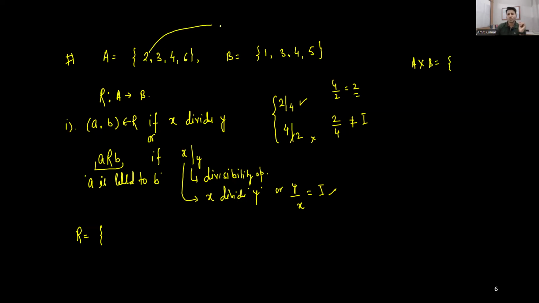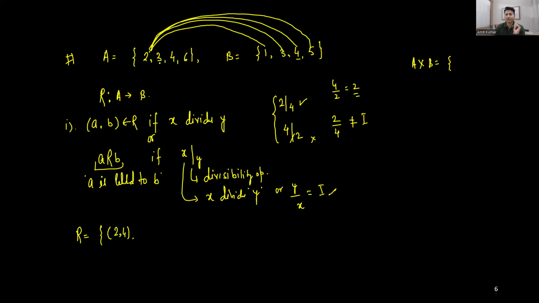The first element is 2 comma 1. Can I say 2 divides 1? No. So 2 comma 1 is not there. Second element is 2 comma 3. 2 divides 3? No. So it should not be there. The third element is 2 comma 4. 2 divides 4? Yes. So it will be there. In the same manner, 2 comma 5. 2 does not divide 5, so I will not take 2 comma 5. So that means when I give the input 2 to a machine which is programmed like this, I will get the output 4, if this is the input and output collection.